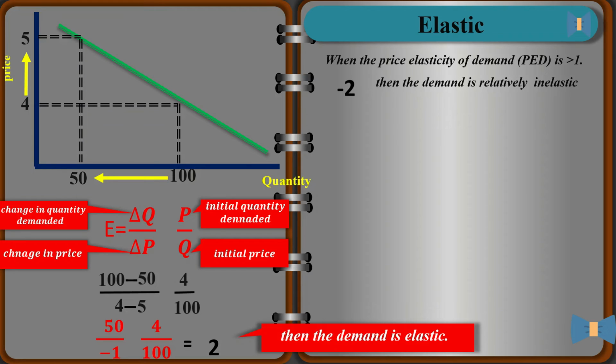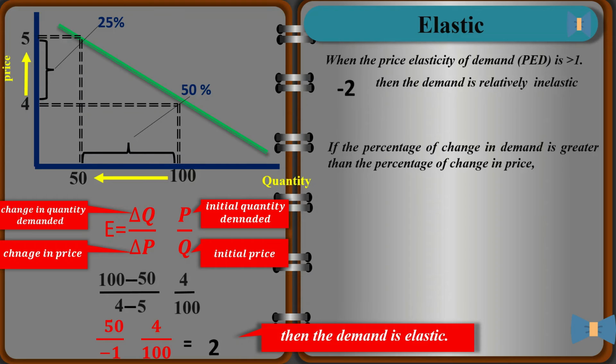What does minus 2 mean? A 1% change in price leads to a 2% decrease in quantity demanded. Here, the percentage change in price is 25% and the percentage change in quantity demanded is 50%. That means a 25% change in price leads to a 50% change in quantity demanded, almost double.